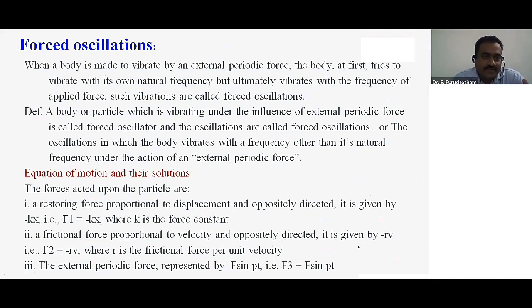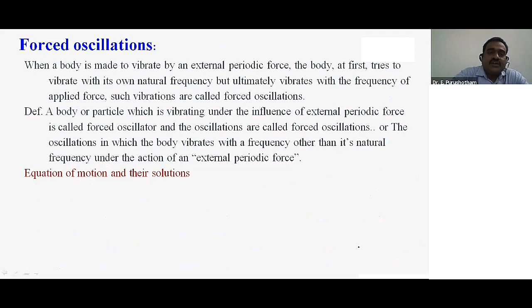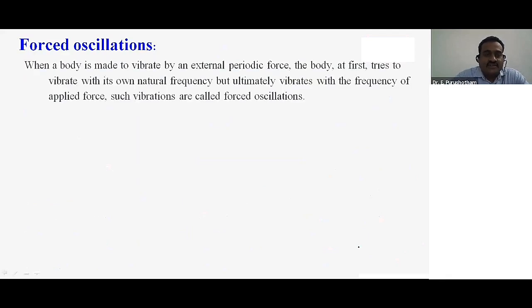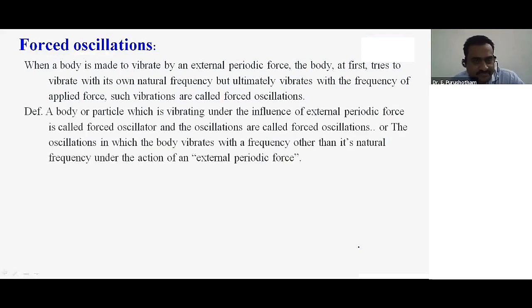Very, very important essay. Forced oscillator, you can observe here. So what is a forced oscillator? When a body is made to vibrate by an external periodic force, the body first tries to vibrate with its own natural frequency, and ultimately vibrates with the frequency of the applied force. This type of vibration or oscillation is called forced oscillation. A body which is vibrating under the influence of an external periodic force is called a forced oscillator.